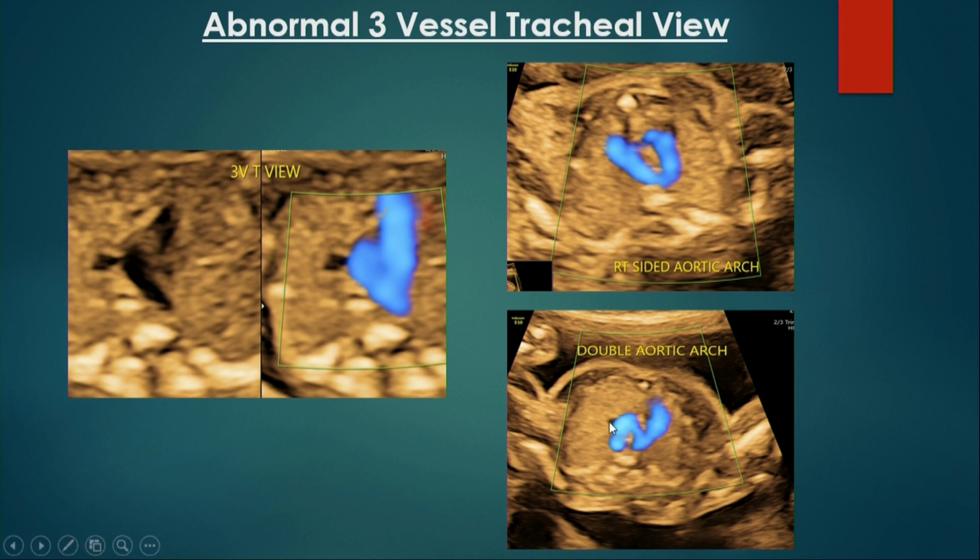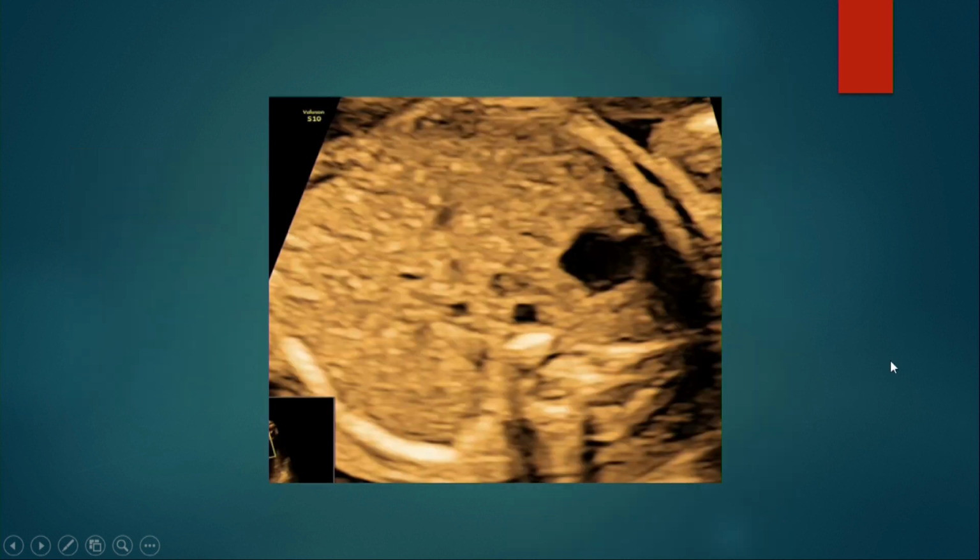Here you can see this is the superior vena cava. In front of the trachea, the aortic arch divides into the right branch and left branch. One is going to the right of the trachea, one on the left of the trachea. So it's a double aortic arch.